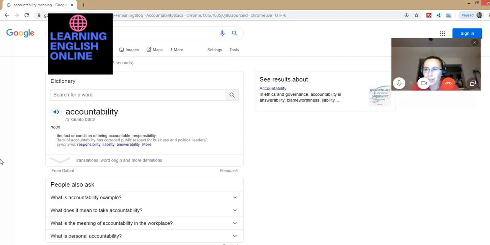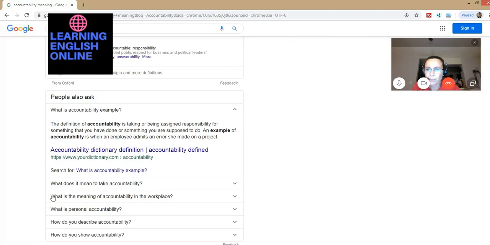Actually, there is no big difference between these two words. Accountability, you can say, is also like responsibility or liability. Even in one sentence I can find both, trying to tell that they are separate words. I'll just tell you here.